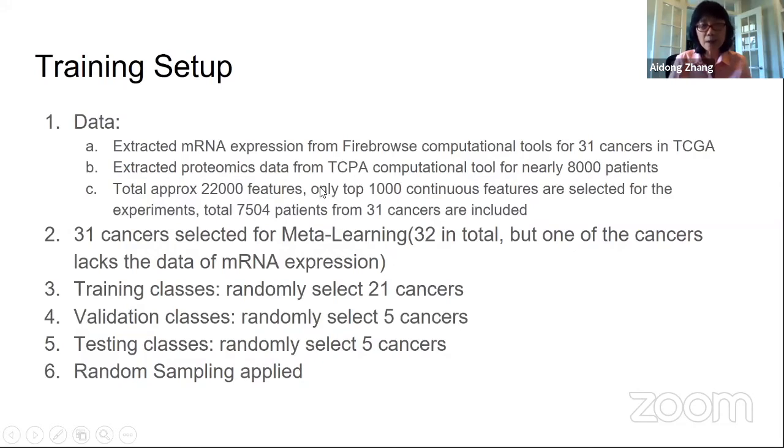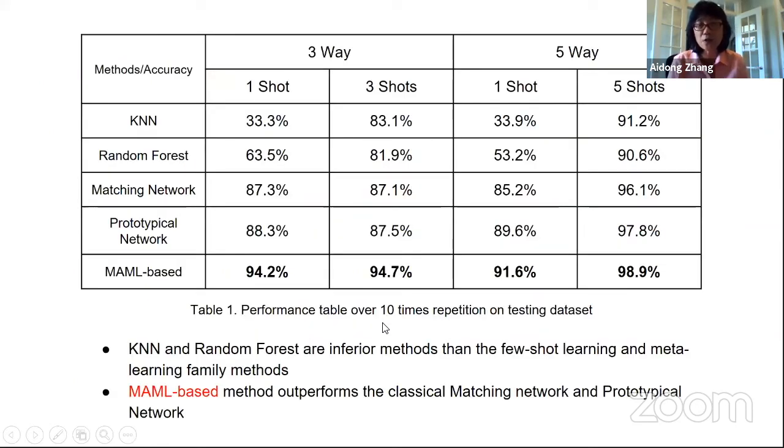And so we have set up using the TCGA data, and we use 31 different cancers, because of the 33, 2 of them have too few samples, so we drop those. And then for the training classes, we randomly selected 21 cancers. And then for validation, we use 5 cancers. And then for the testing classes, we use 5 randomly selected cancers. And we apply random sampling.